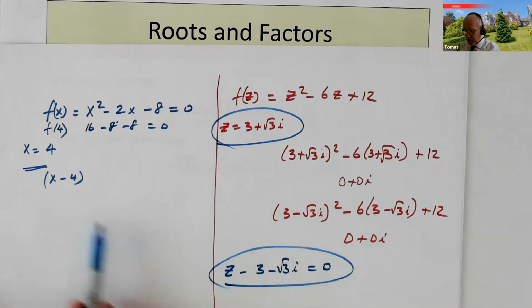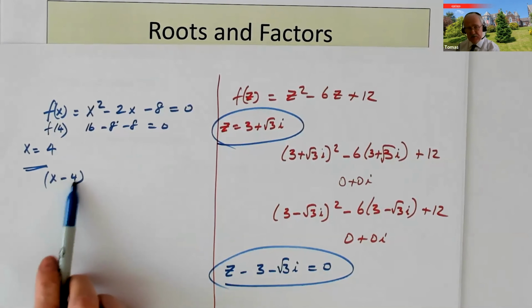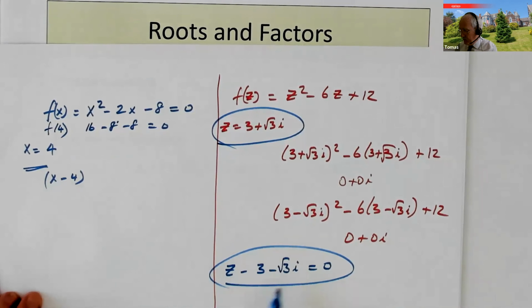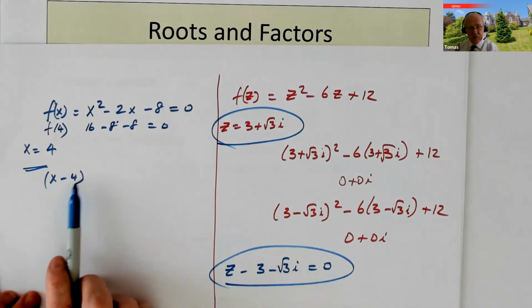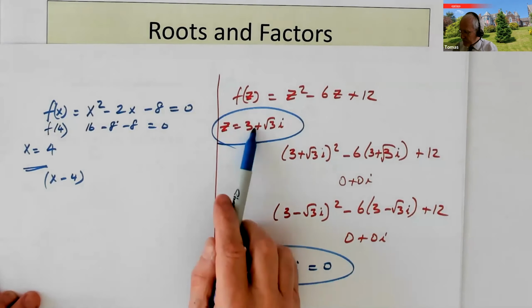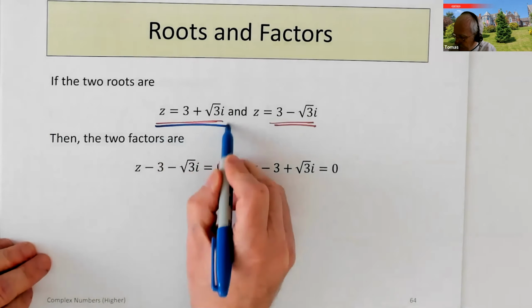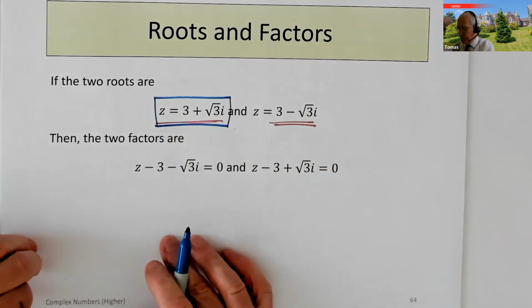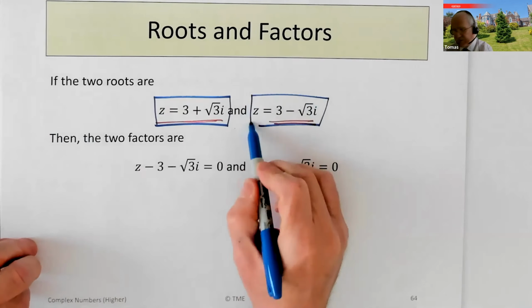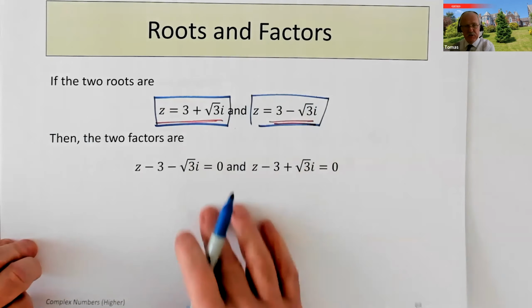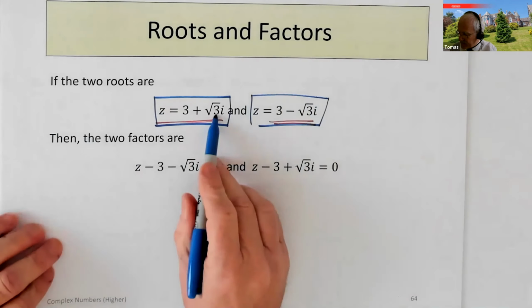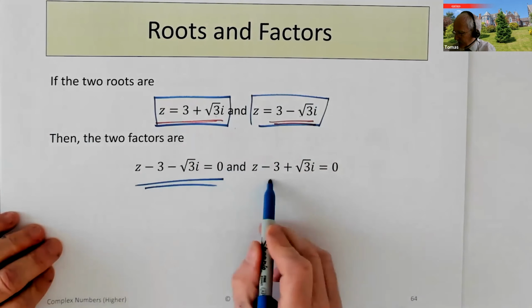It's so much longer than this. We're so used to that being so tight, but this is much longer. Really, there's just one more thing in it. But it's 3 minus root 3i instead of just 4. So if that's a root, that's a factor. If you're told that this is a root of a complex number, you're also told that that's a root, because by definition it has to be in there. So if that's a root and that's a root, these two must be factors.